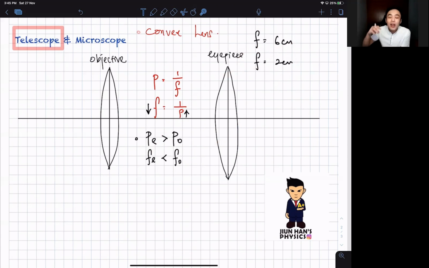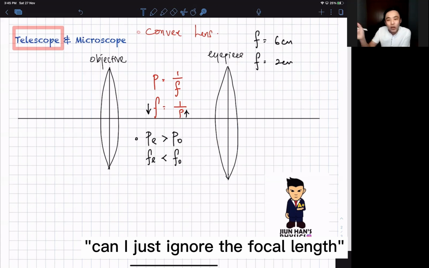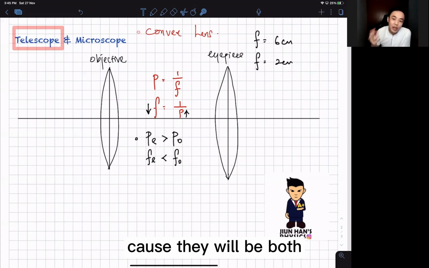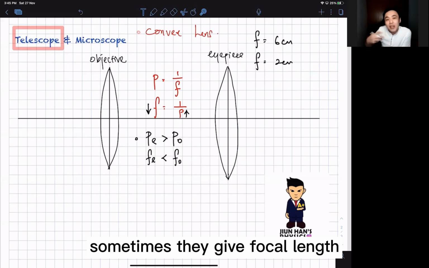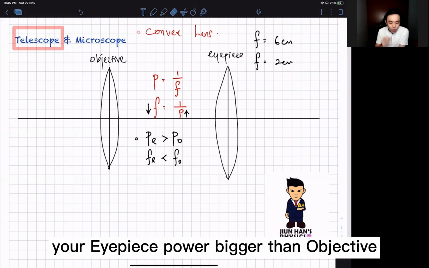Sometimes they give you the power, sometimes they give you the focal length. So you cannot say, oh, can I just memorize power? Can I just ignore the focal length? No, because they will be both. Sometimes they give you power, sometimes they give focal length. Okay, so that's the first thing you want to know for telescope, right? Your eyepiece power is bigger than the objective.